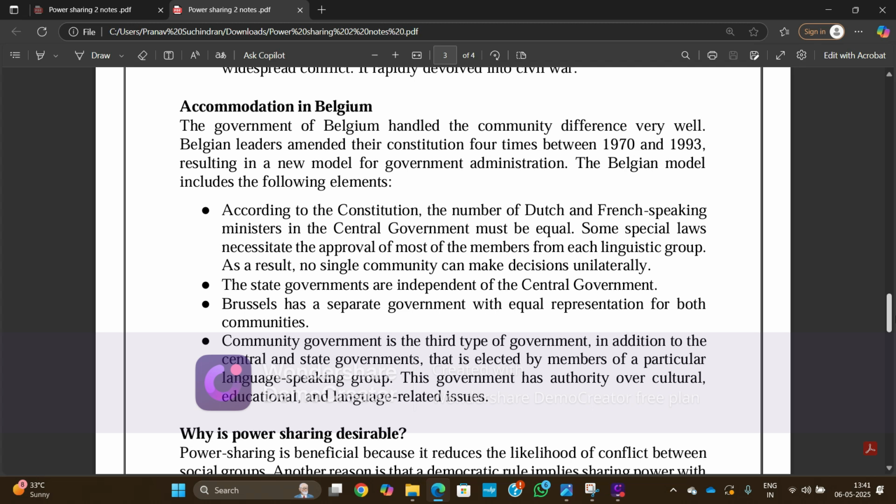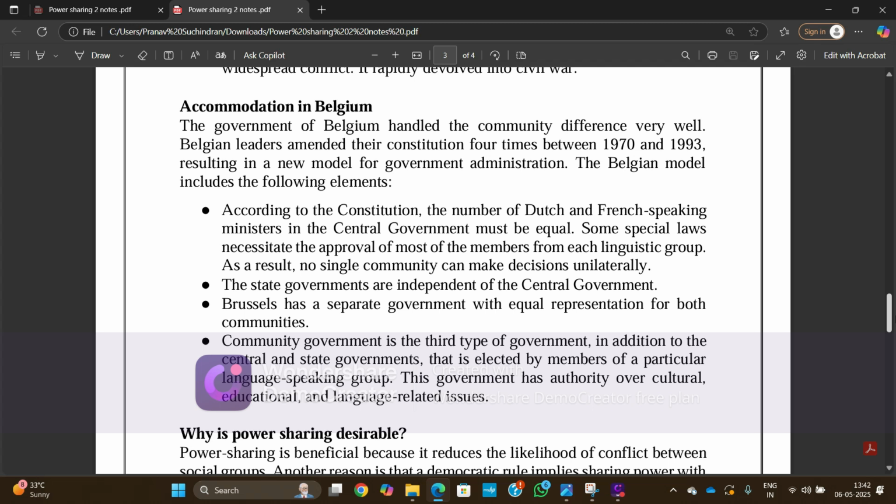The third form of government, known as community government, was formed by people belonging to one language speaking community. Like anyone belonging to one language speaking community could form their own community government. Like a community government for French can be formed separately, one for Dutch could be formed separately, one for German could be formed separately. This government has the authority to take decisions over matters like education, culture, and language.